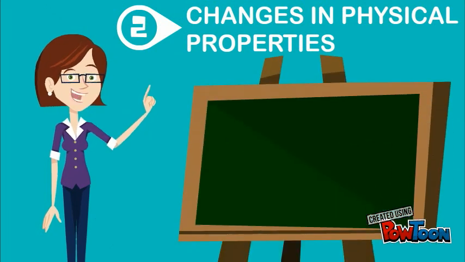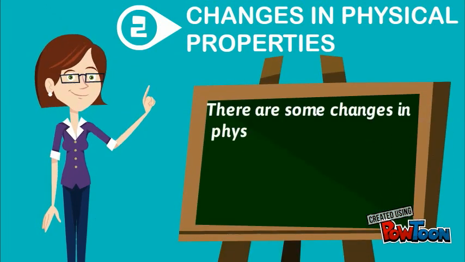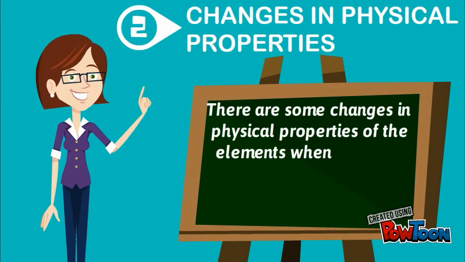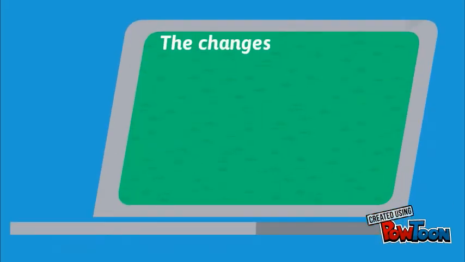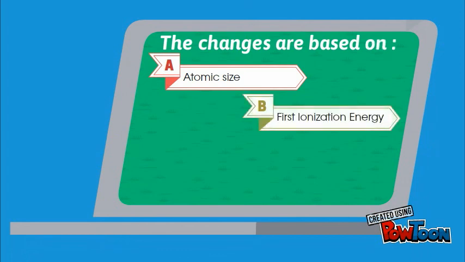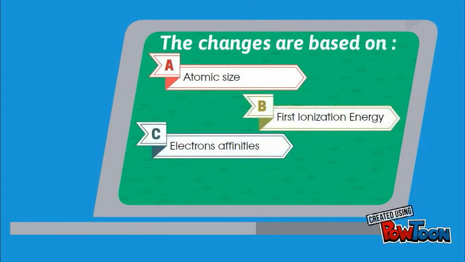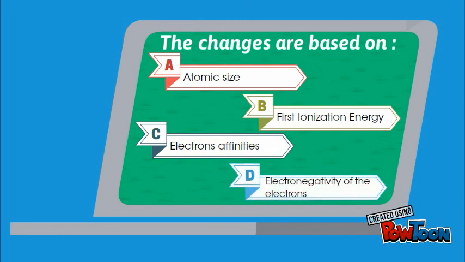Changes in physical properties. There are some changes in physical properties of the elements when going across the period and going down the group. The changes are based on A. Atomic size, B. First ionization energy, C. Electron affinities, D. Electronegativity of the electrons.